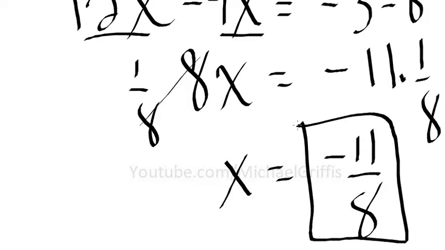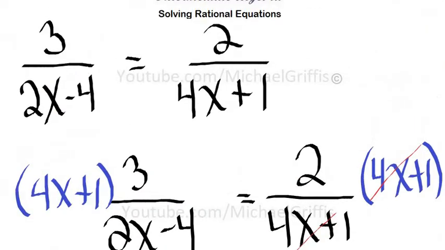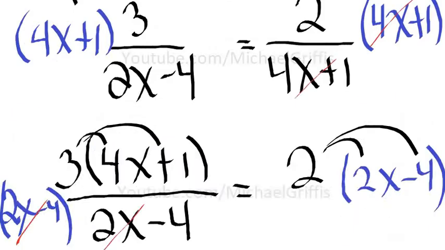You could write that, and you could say our solution set is negative 11/8 if you want. If you plug that negative 11/8 in for x, the left-hand side had better be equal to the right-hand side. Okay, how much time we got? 3:59, 4 minutes. Let's work on another one here.